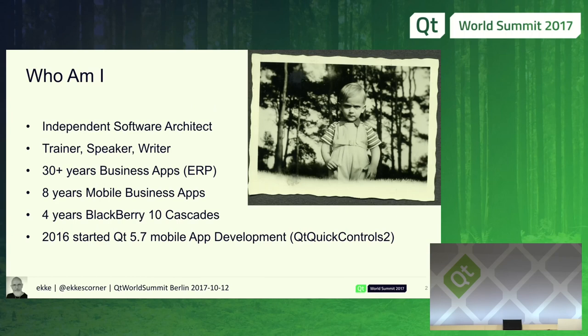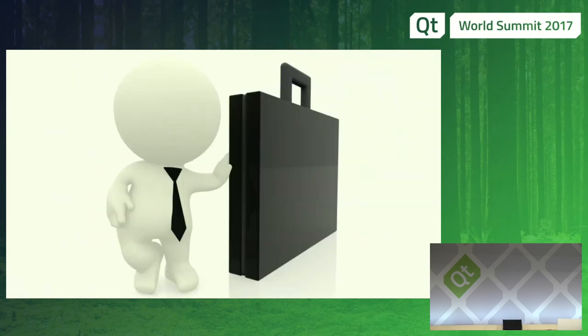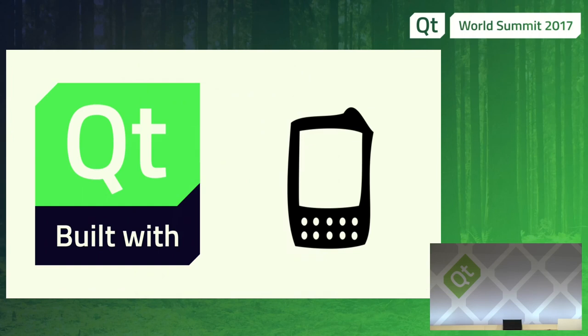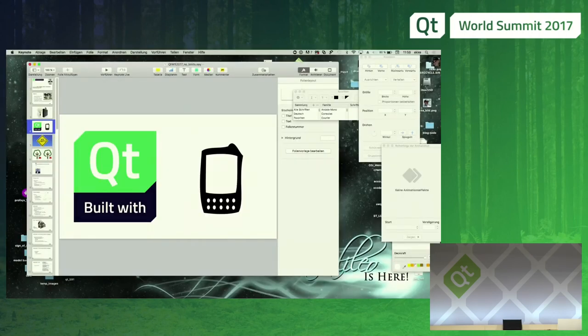I'm Ekke, an independent software architect here from Germany, and as you can see, I've been developing software for more than 30 years now. The last 8 years for mobile business applications, 4 years for BlackBerry 10 Cascades, then the OS died, and since 2016 I'm developing for Qt, starting with Qt 5.7 for mobile business applications. This is all I've been doing for more than 30 years, business applications, and now with Qt, for Android and iOS.